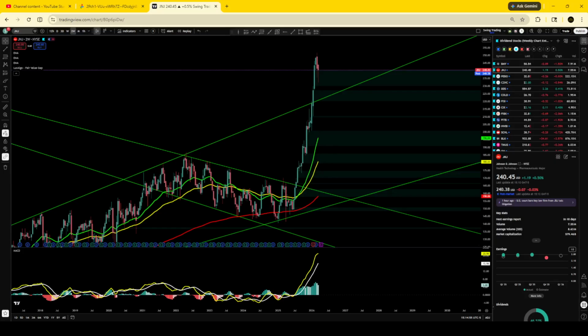What is support and resistance? Support and resistance are areas where price has reacted before. Not exact lines, but zones. Support is where price tends to stop falling and bounce. Resistance is where price tends to stop rising and pull back. These areas exist because of order flow. Buyers and sellers remember these levels.